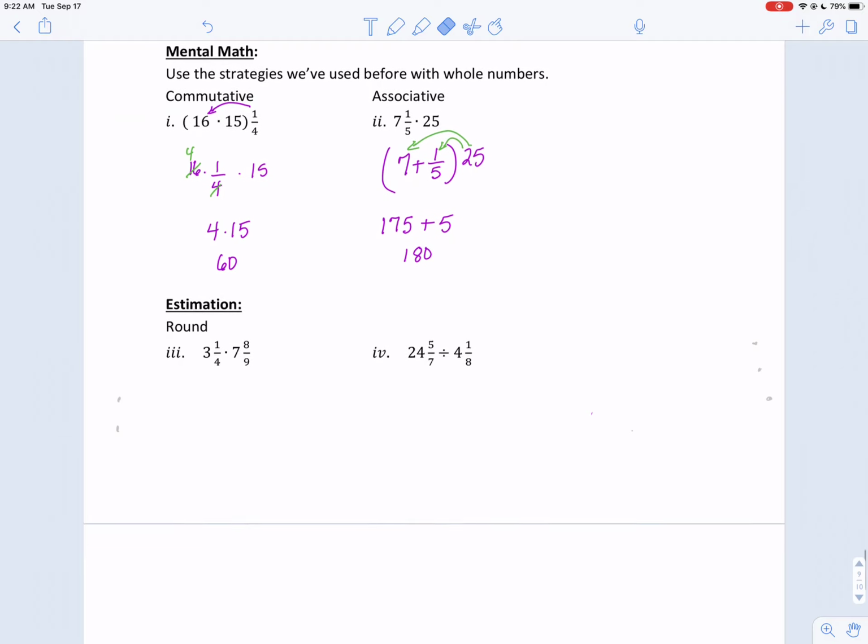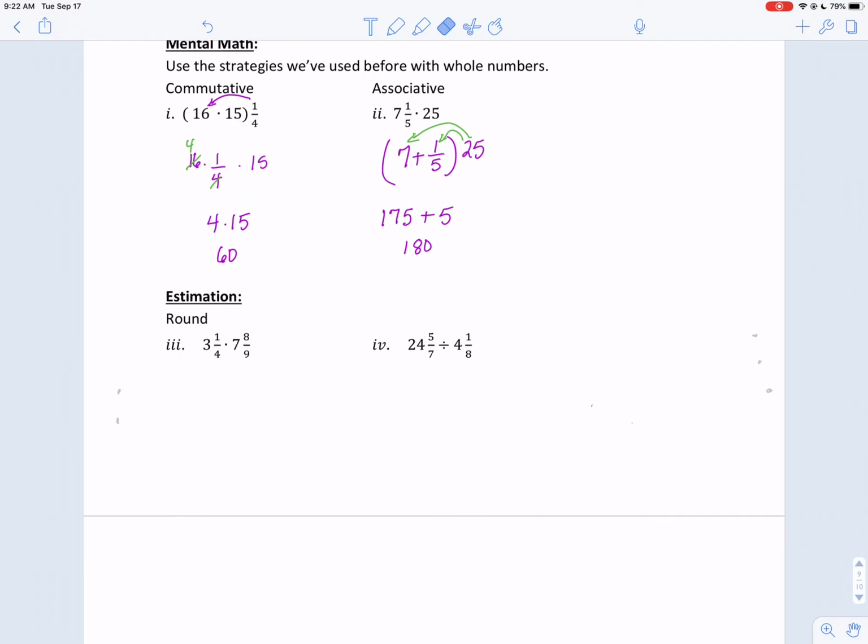Now let's do two more, and this is just using estimation. So instead of thinking 3 1/4 times 7 8/9, well, 3 1/4 is really close to 3, and 7 1/8 is really close to 8. So just estimate it, 3 times 8, you should get about 24.